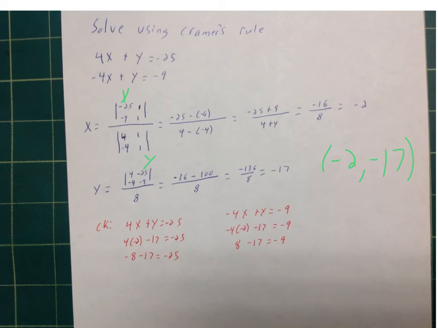Now down at the bottom of the page, I checked the answer here. You just take the top equation here, and you put in this ordered pair, and it works out. Take the other equation, substitute it in, and again it works out.